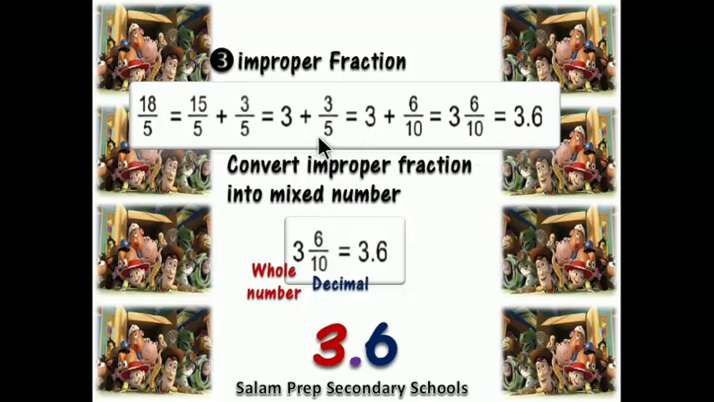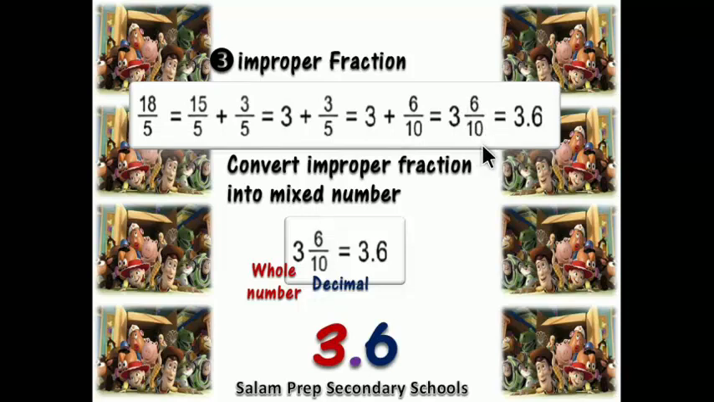3 plus 3/5 equals. We need to convert the denominator 5 to 10. So 5 times 2 equals 10. 3 times 2 equals 6. Now we have 3 plus 6/10 equals 3 and 6/10.